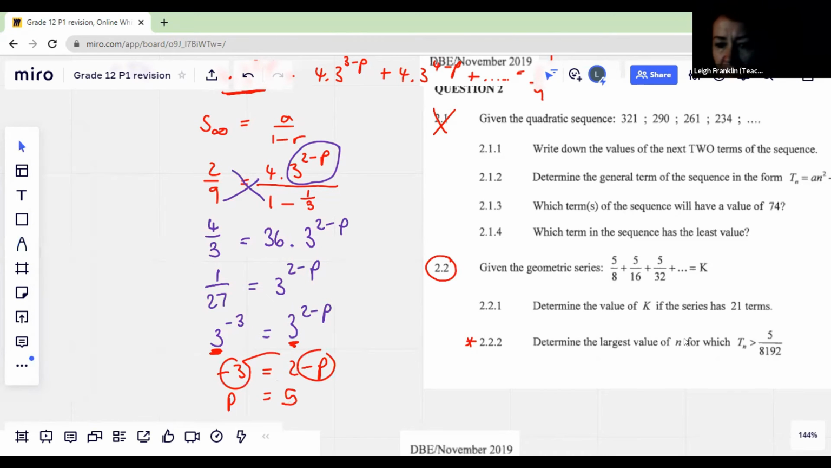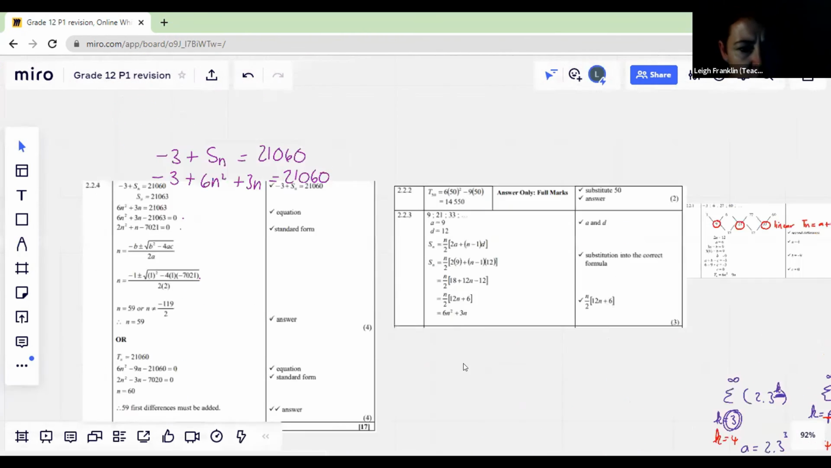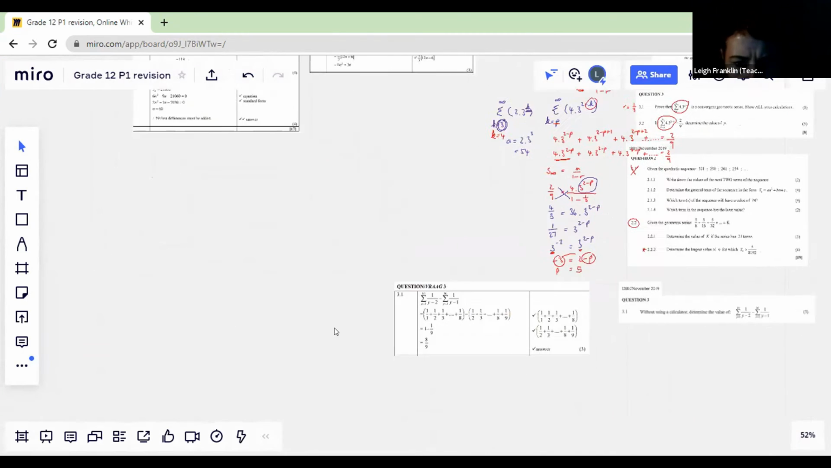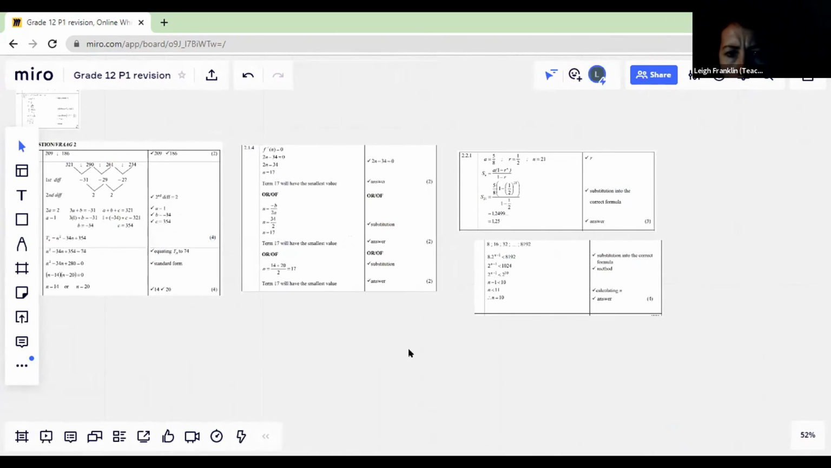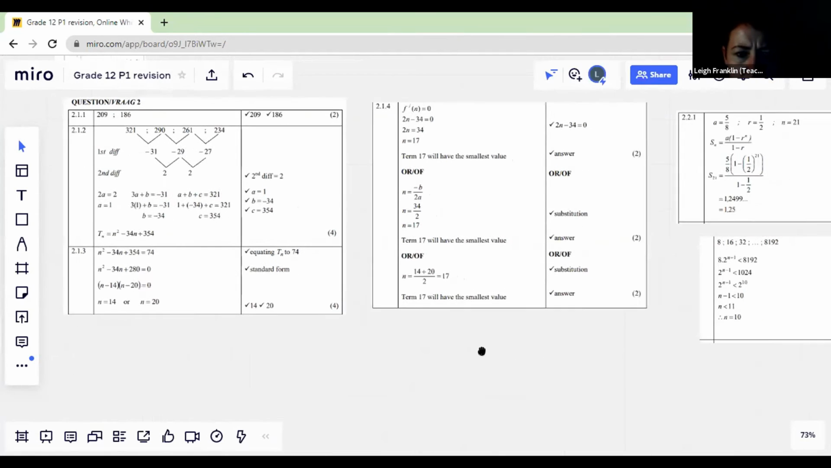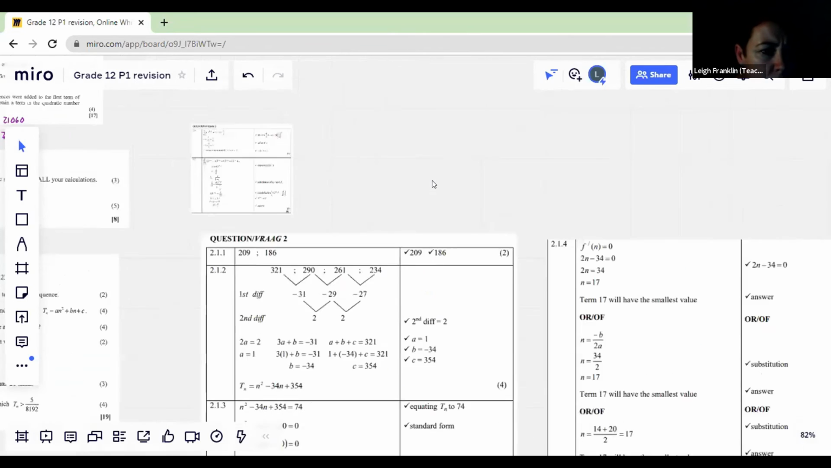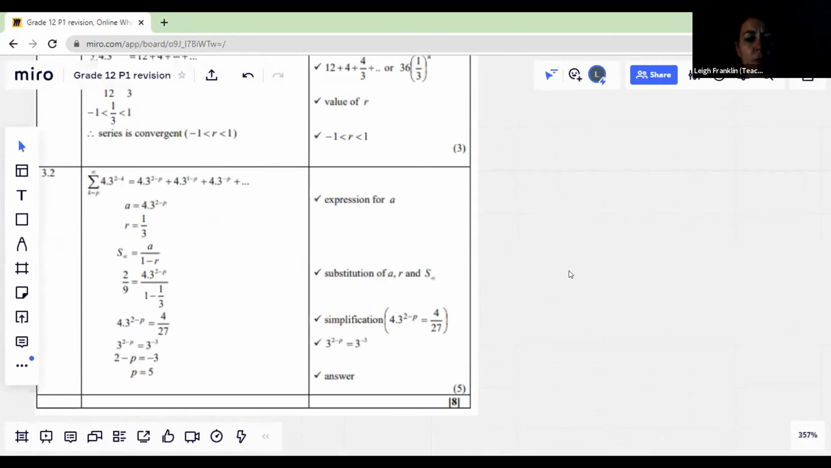All right, so just looking very quickly, then we can get started on those questions up there. I just want to show you where the marks were allocated for that one. Oh, there it is. Okay, so Tsepo, now I understand where you got that 4 over 27 from. But it was supposed to be 4 times 3 to the 2 minus p equals 4 over 27. Okay, that makes sense now. So maybe you just didn't carry on.